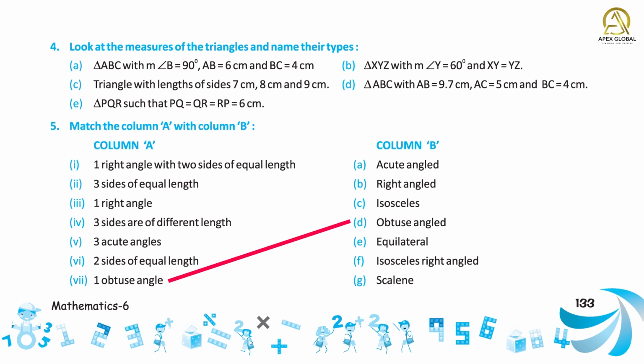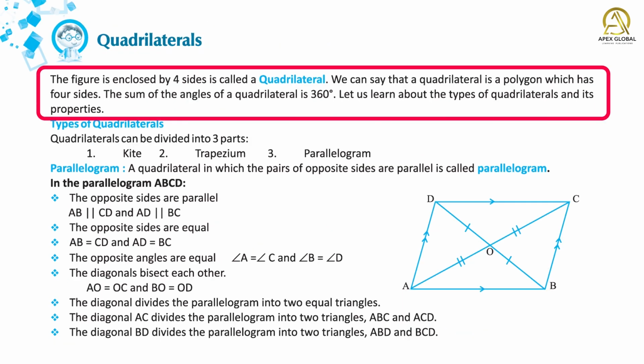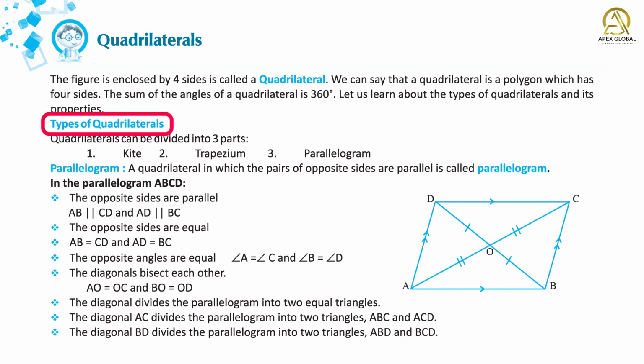Quadrilaterals. The figure enclosed by four sides is called a quadrilateral. We can say that a quadrilateral is a polygon which has four sides. The sum of the angles of a quadrilateral is 360 degree. Let us learn about the types of quadrilateral and its properties. Types of quadrilaterals. Quadrilaterals can be divided into three parts. 1. Kite. 2. Trapezium. 3. Parallelogram.